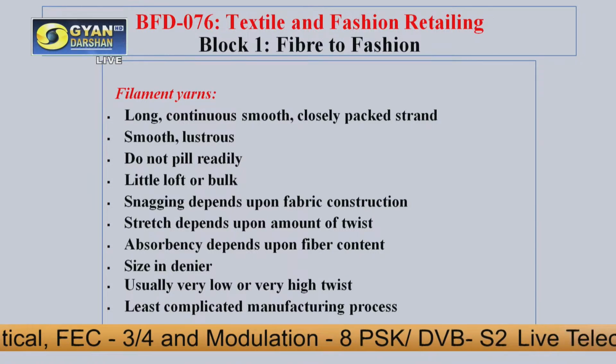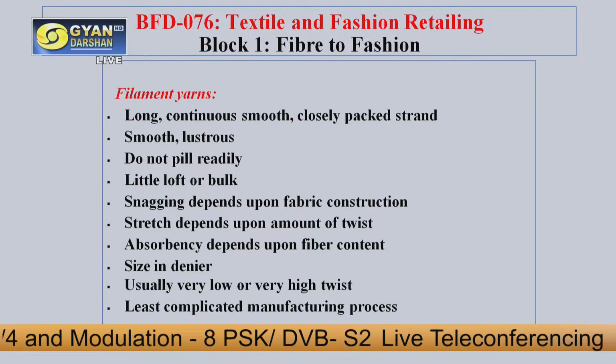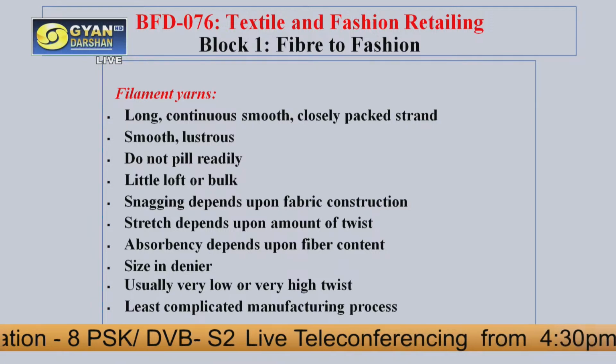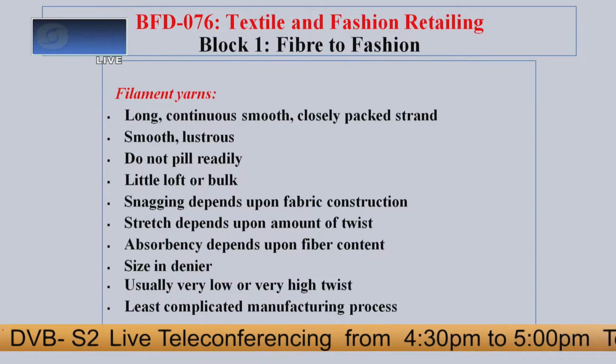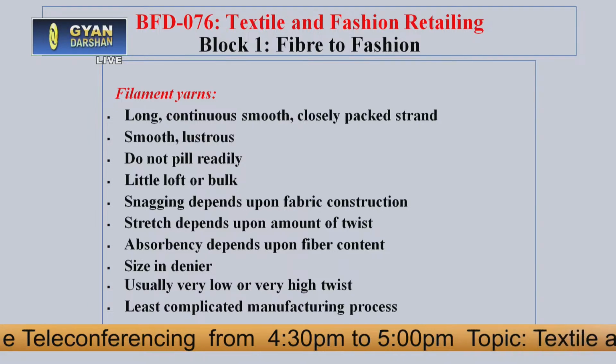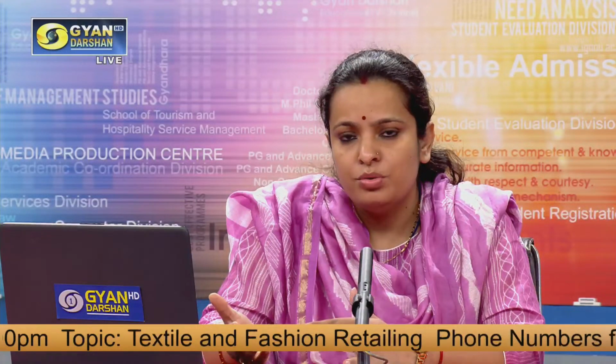Size is denier. Usually very low and very high twist is given, and it is the least complicated manufacturing process, as most of the filament yarns are made from polymers and developed through the spinneret, so it is very easy to manufacture.